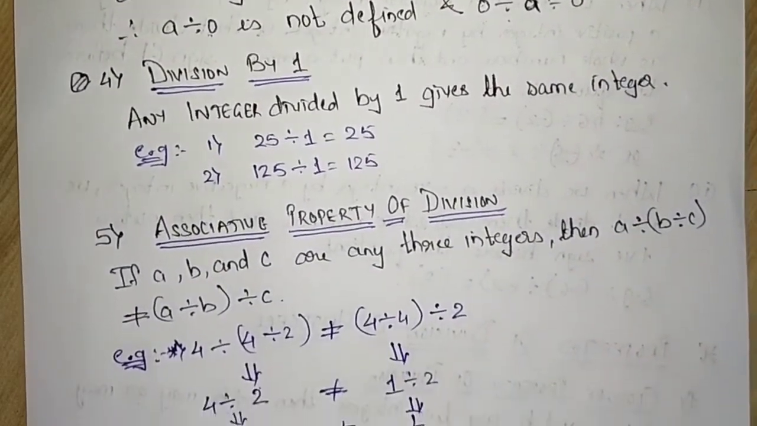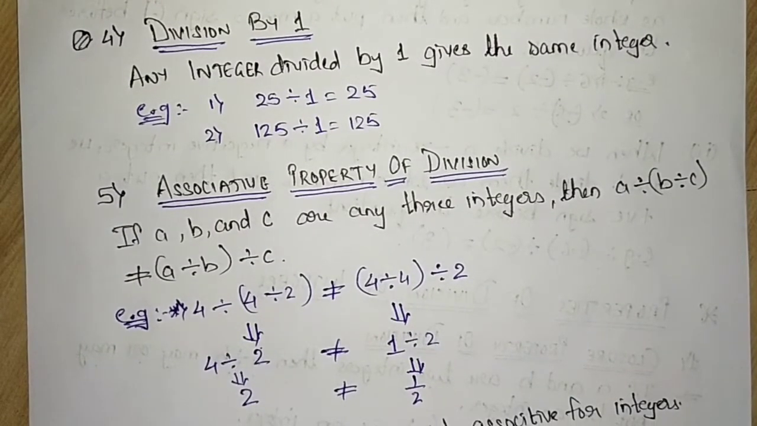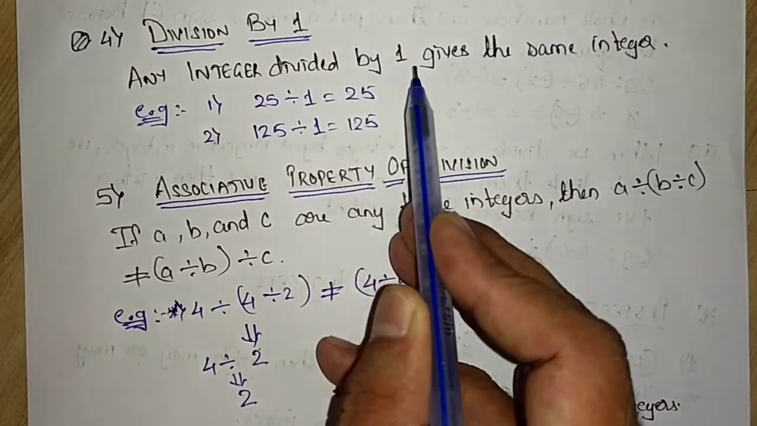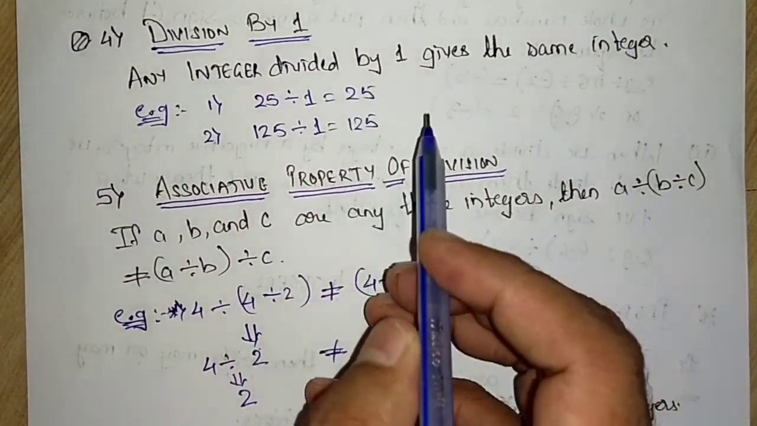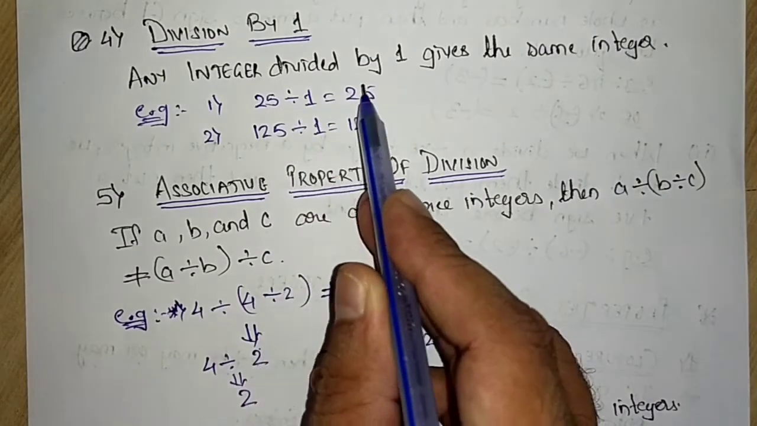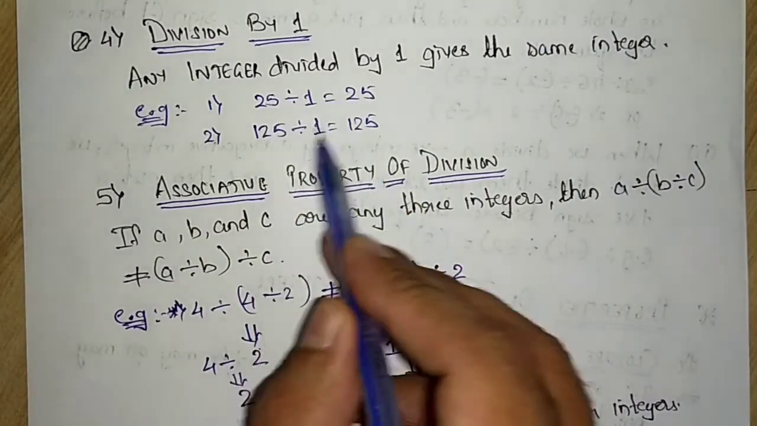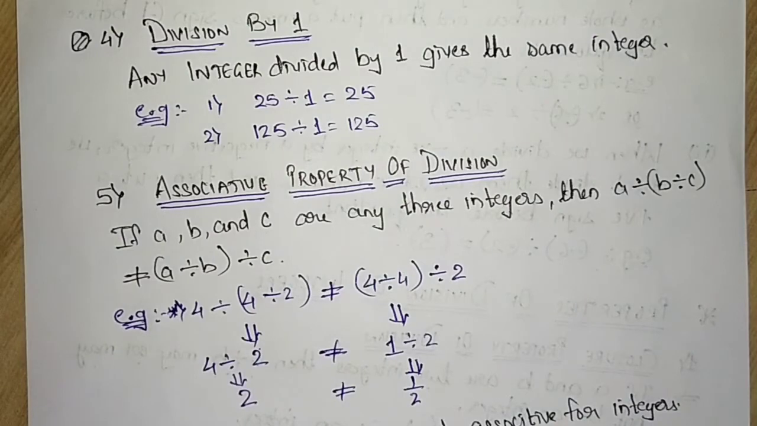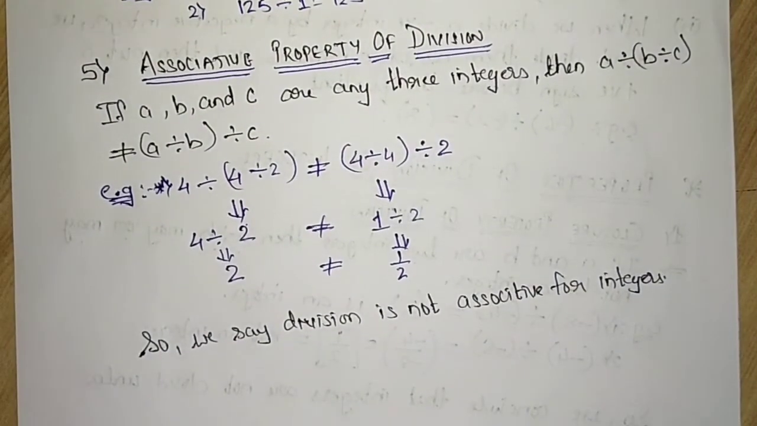Next property, that is the fourth, division by 1. Any integer, students, if you divide it by 1, you will get the same integer. If you divide any integer by 1, you will get the same integer. Hope you are understanding. Let us move to the fifth part, that is the associative property for division.